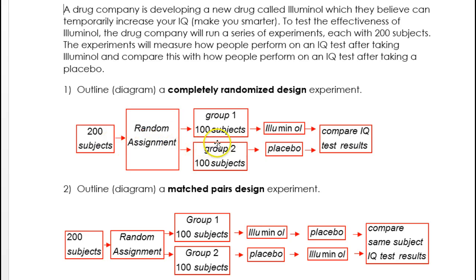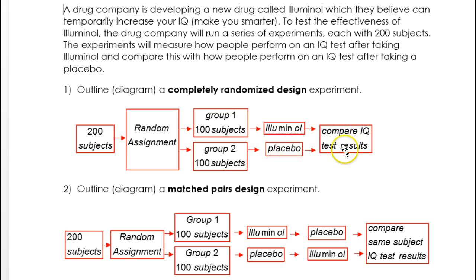So the order matters. Then you say what treatment each group is going to get. So group 1 gets the Illuminol, group 2 gets the placebo. Don't make the mistake of combining both of these into one box. I've seen students do that. Just make a box for the groups, and then make a separate box indicating the treatments.